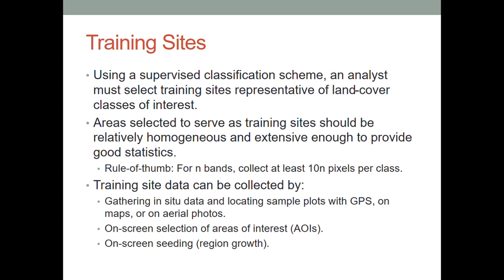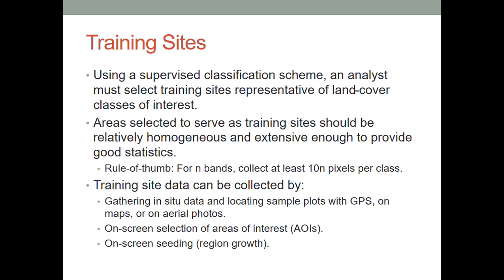The rule of thumb is to collect at least 10 times the number of bands in pixels per class. This means the region of the training site that we use does not necessarily have to cover a big area. It can be such a small area, less than 100 pixels for every training site, but the number of sites must be higher.